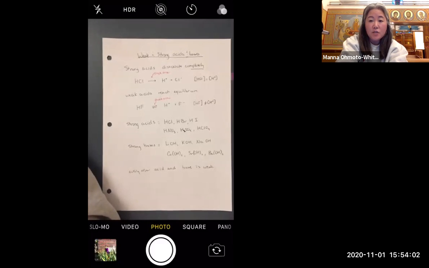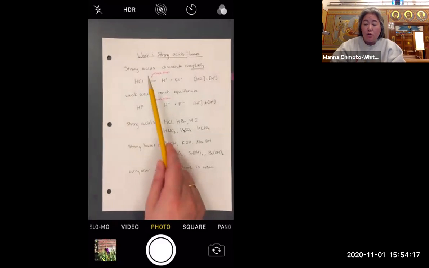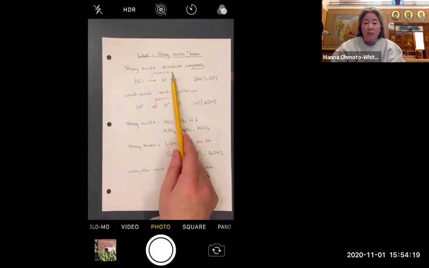Weak acids and strong bases. So the problem is the terminology that we use can sometimes be confusing. Strong acids and bases are listed because of the way that they have an effect on the pH of the system. So strong acids will dissociate completely.